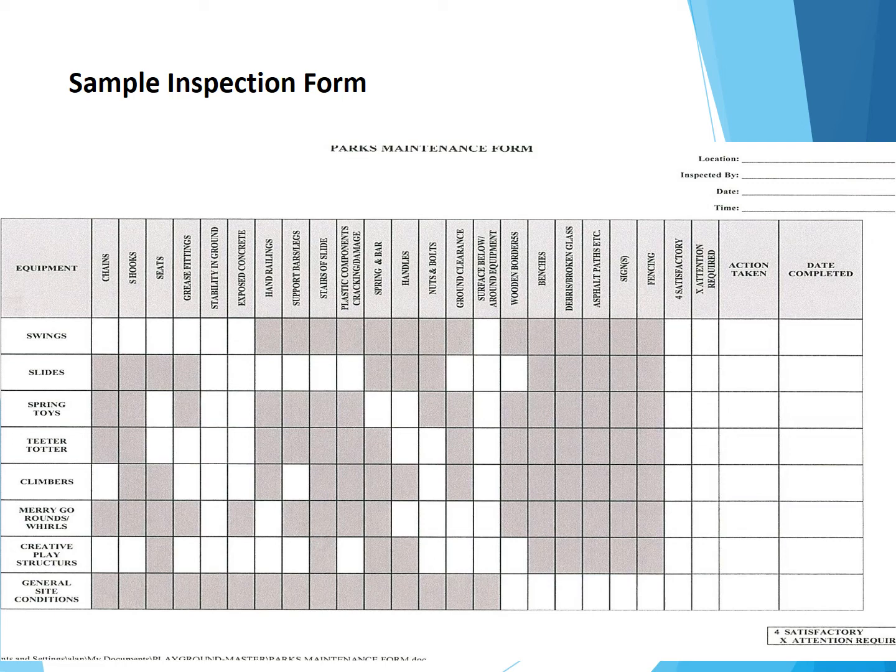For example, if you were to provide a monthly inspection for your swings, you would be looking at your chains, your S-hooks, your seats, grease fittings, stability and ground, exposed concrete, etc. You would not be concerned with spring and bars, plastic components, stairs of slides, etc., because they would apply to other pieces of equipment. If you go down the left-hand side where we discuss the equipment, swings, slides, spring toys, and others, and then go across, you will see a similar example as we discussed in the swings section.